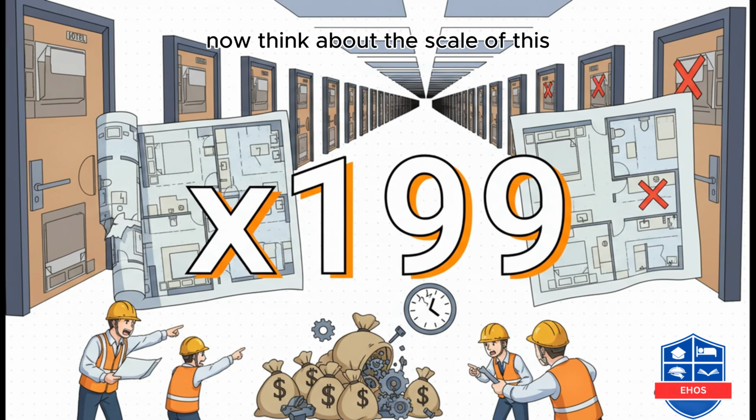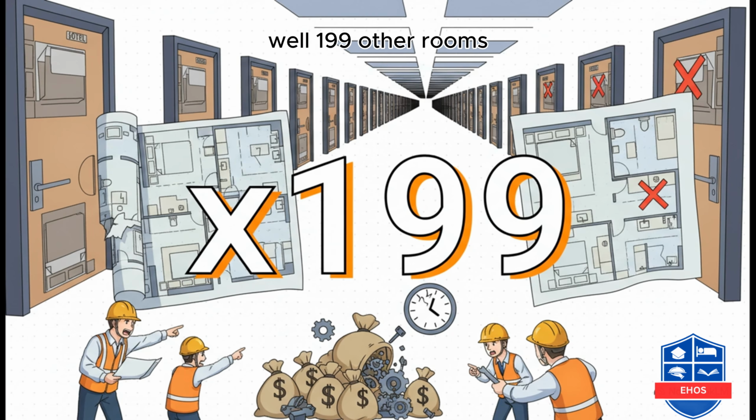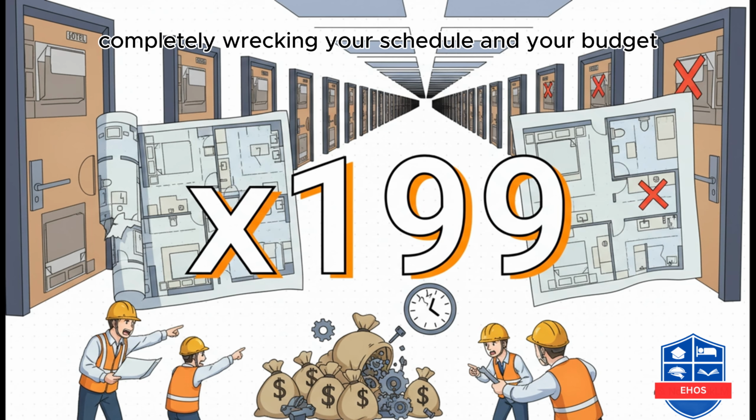Now, think about the scale of this. Let's say you're building a 200-room hotel. You find that one little flaw after the first room is built. Well, you don't just have one problem to fix. Oh, no. You have that same exact problem multiplied by 199 other rooms. That one small error, its cost just went through the roof. It's not one fix anymore, it's 200 fixes, completely wrecking your schedule and your budget.